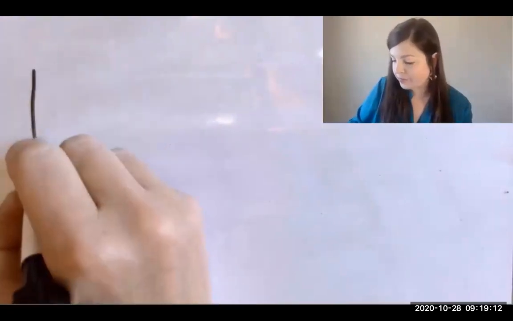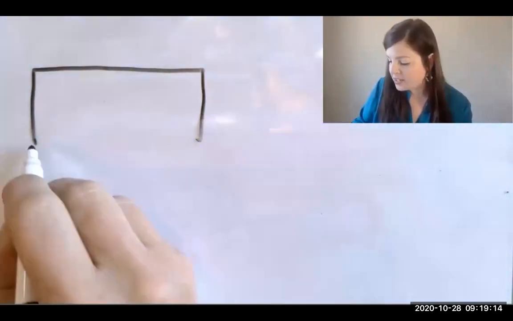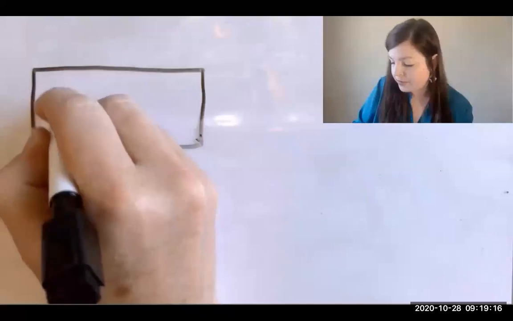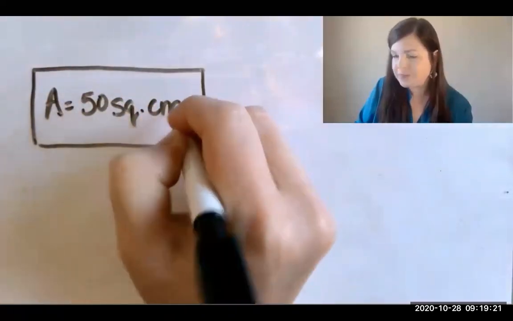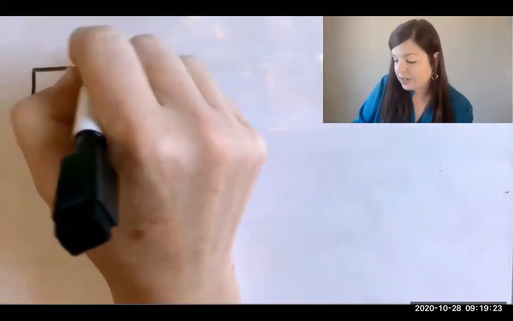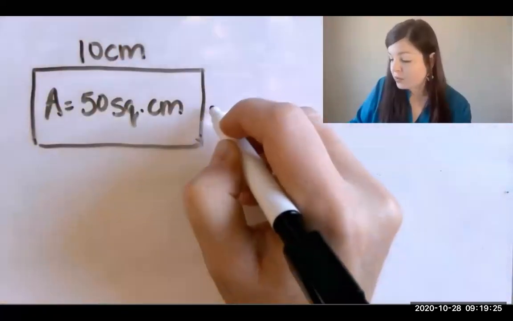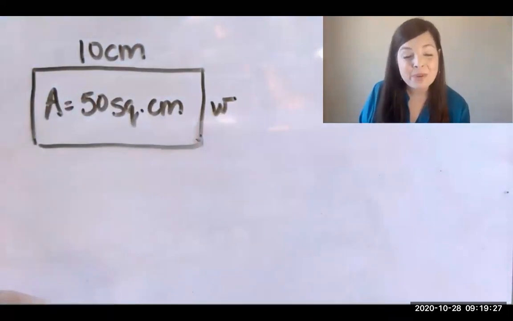Let's go back to our whiteboards now, and let's draw another rectangle. And the area of this rectangle equals 50 square centimeters. The length of the rectangle is 10 centimeters, and we don't know the width. How might we find the width of this rectangle? Pause the video to talk out your thinking.